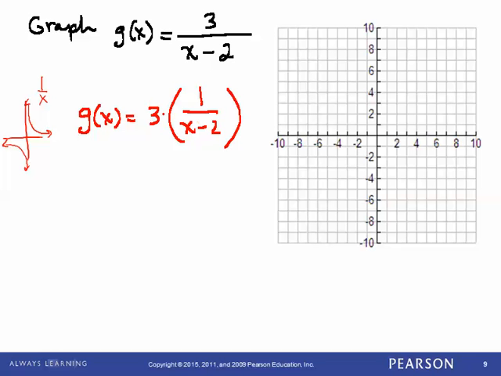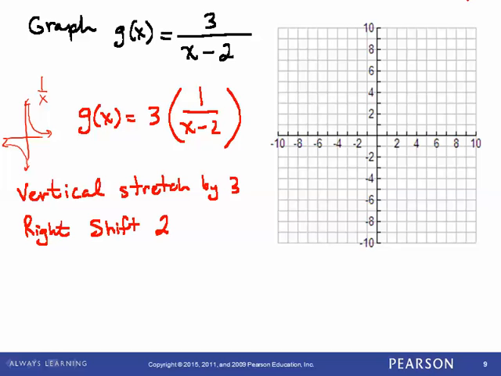Because of the 3 on the outside, there's a vertical stretch of 3. We good? So you kind of see how that all happens here. So vertical stretch, we got a 3. We have a right shift 2 units. So that means this vertical line has shifted over, and the horizontal line has not, because we didn't go up or down.